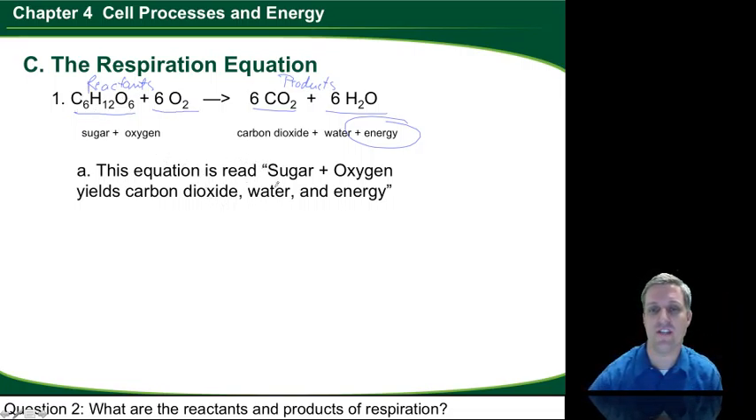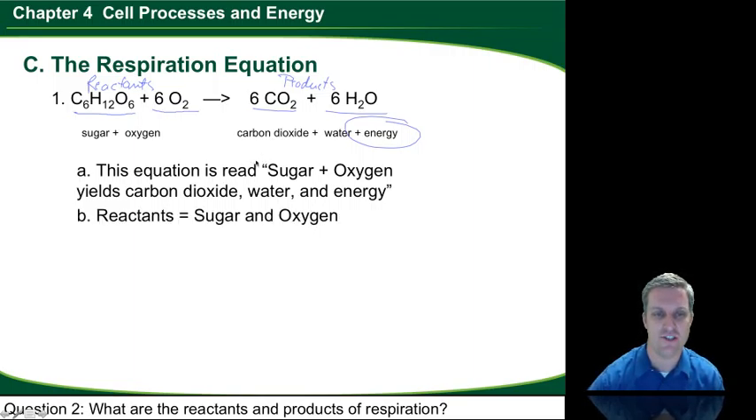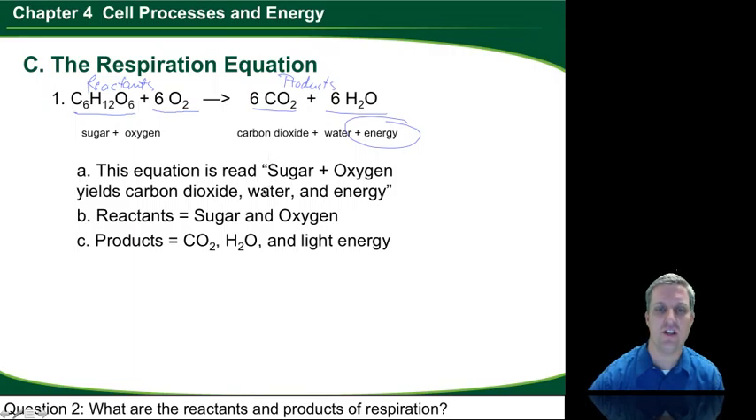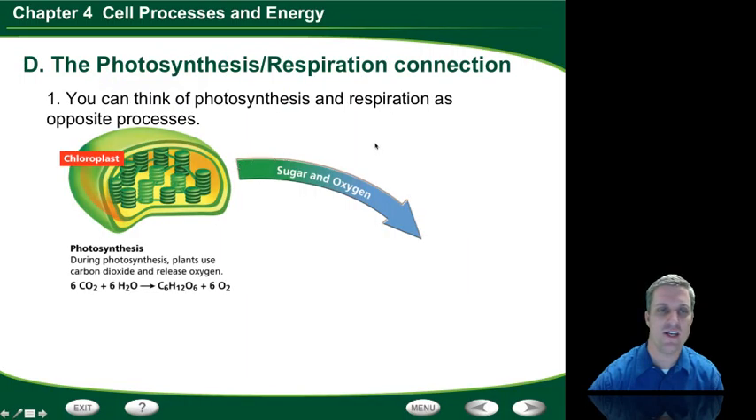So the equation reads sugar plus oxygen yields carbon dioxide, water, and energy. The reactants are sugar and oxygen. The products are carbon dioxide, water, and energy. It's not really light energy, it's just energy, but this energy originated with light because all energy ultimately started with the sun. So the respiration equation is C6H12O6, glucose, plus oxygen yields carbon dioxide, water, and energy.